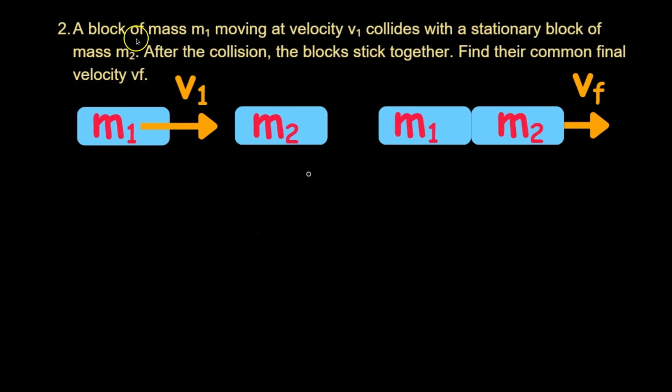Question 2. A block of mass m1 moving at velocity v1 collides with a stationary block of mass m2. After the collision, the blocks stick together. Find their common final velocity vf.